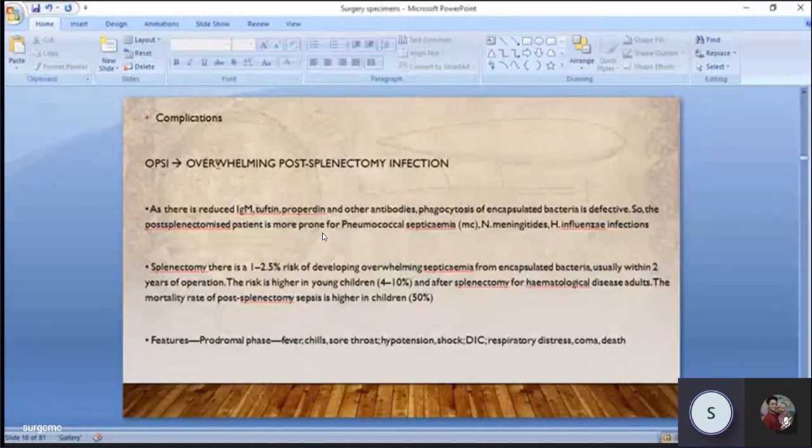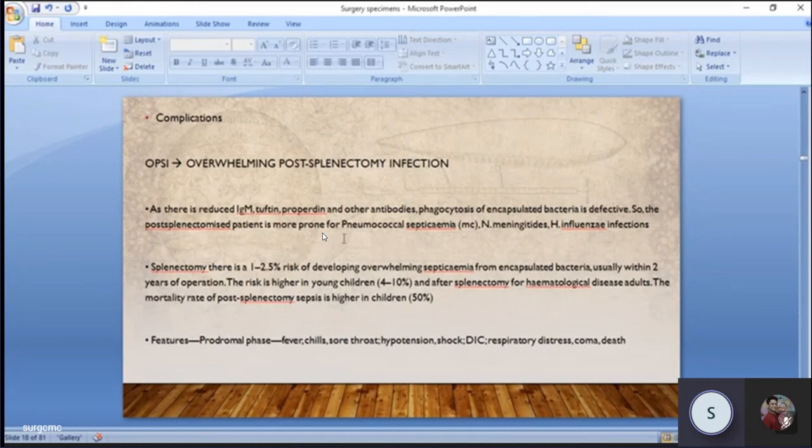So the major and most dreaded complication of post-splenectomy is OPSI. It is usually a short note. It is known as overwhelming post-splenectomy infection, which is caused by encapsulated bacteria, because there will be defective phagocytosis. It is because of reduced IgM, tuftsin, properdin and other antibodies, which usually help in phagocytosis of encapsulated bacteria.